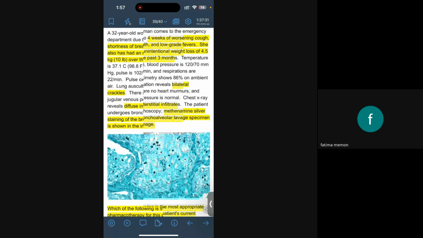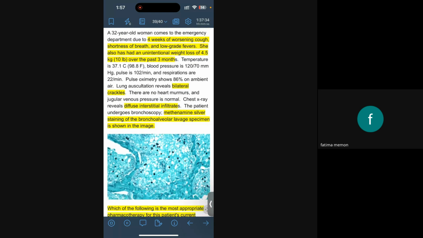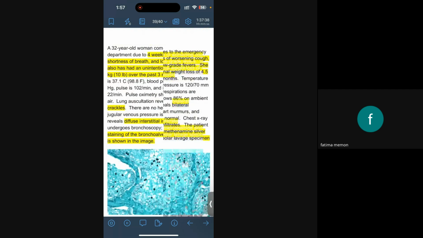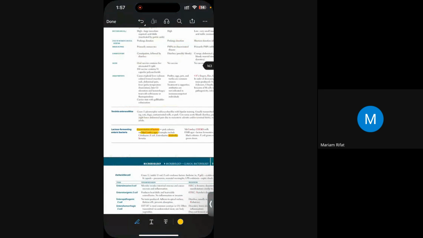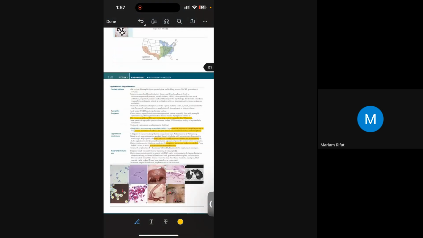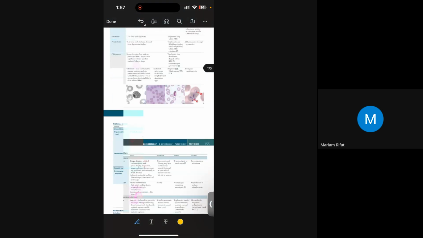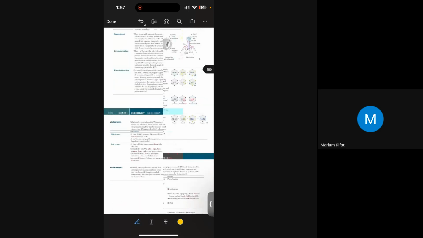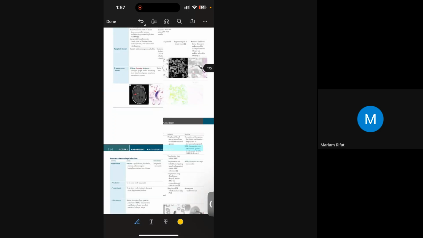Okay. Does anyone know in which microorganism we use this type of staining? Pneumocystis jirovecii. Yes, we use this type of staining for Pneumocystis jirovecii. And the histology picture is also much more consistent with Pneumocystis.